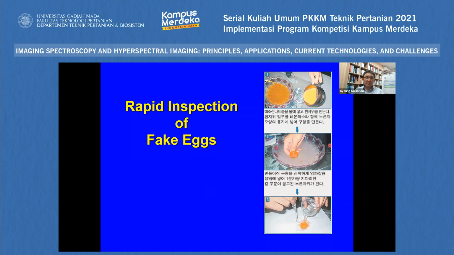Okay, so another one is rapid inspection of fake eggs. Right, there are many fake eggs in several countries. Why do they make fake eggs? Because we can make fake eggs at a very cheap price. Using chemicals, we can make fake eggs. Inside or outside, everything we can make using chemicals. Maybe 10% of the regular egg price, we can make fake eggs.